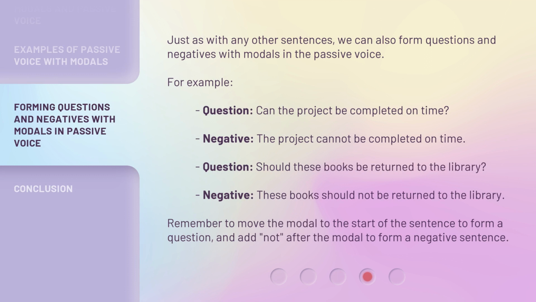Just as with any other sentences, we can also form questions and negatives with modals in the passive voice. For example, question: can the project be completed on time? Negative: the project cannot be completed on time. Question: should these books be returned to the library? Negative: these books should not be returned to the library.